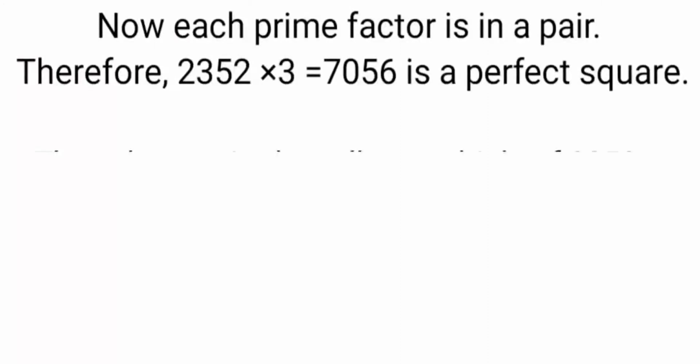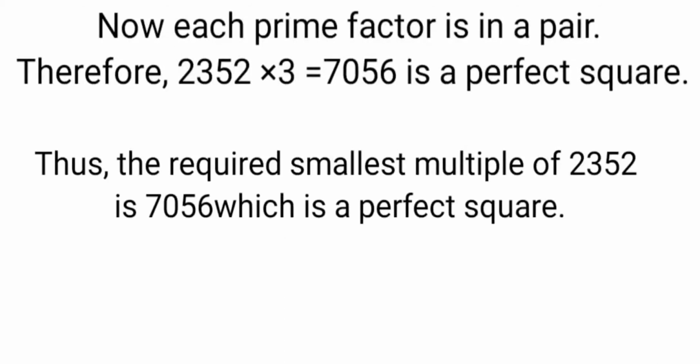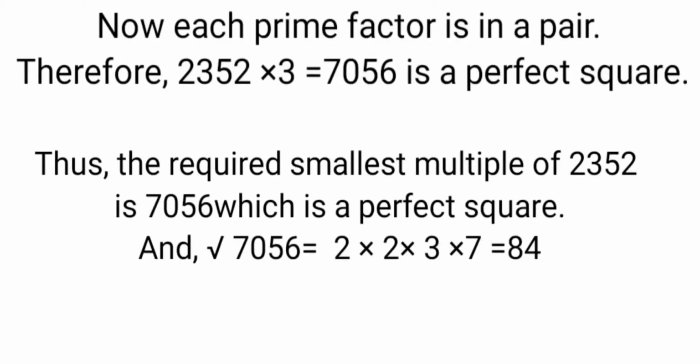Therefore 2352 into 3 is 7056. So 7056 is a perfect square. The square root of 7056 is equal to 2 into 2 into 3 into 7, all in pairs, so the value is 84. So the square root of 7056 is 84.